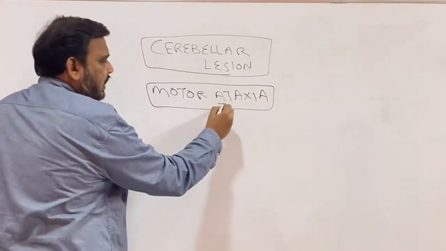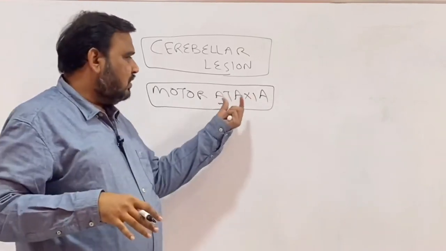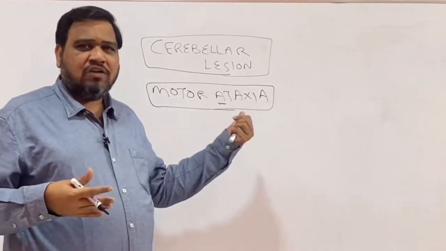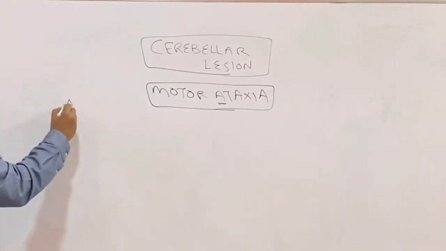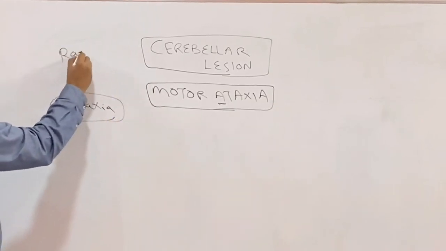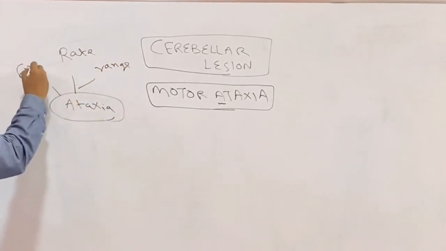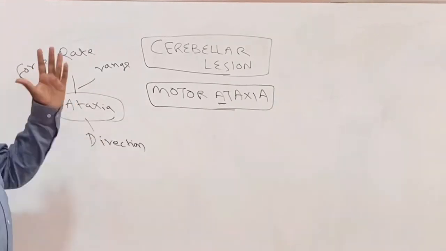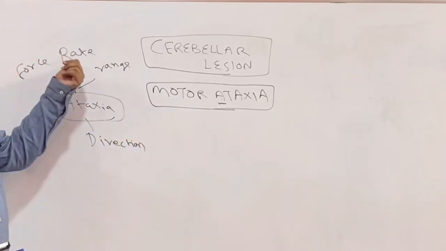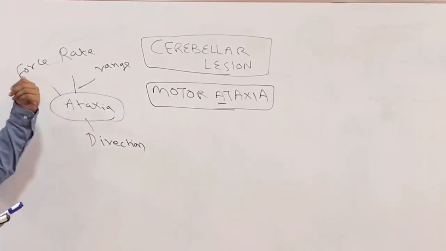Ataxia means, A means absent. Taxi is a type of vehicle movement, so taxi means movement. So absence of movements or irregular coordination of movements. There is incoordination of movements. Under ataxia, it's not just movements, it is related to the rate of movements, range of movements, force of movements, and direction of movements. The cerebellum is associated with the coordination of movements, which involves the rate at which the movement should be, the range, the direction of the movement, and the force of movement.